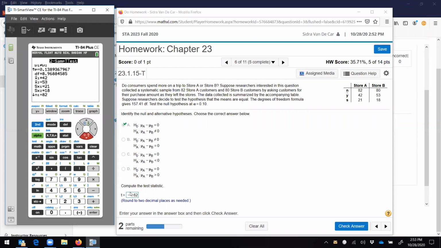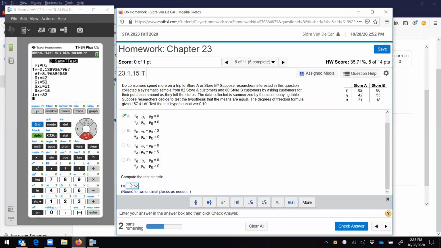Oh, they might have done it in a different order. Did I do it in the wrong order? No, wait, 82 and 8. It should have been 80. Oops. I just typed it wrong. So I missed this. This should have been 80. So just a mistyping on my part. Okay, there we go. Negative 3.58. Big difference there.